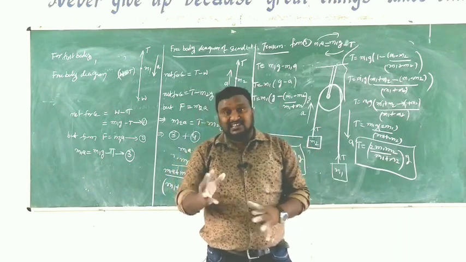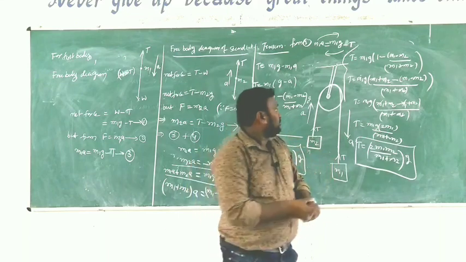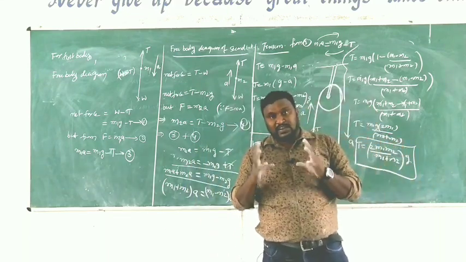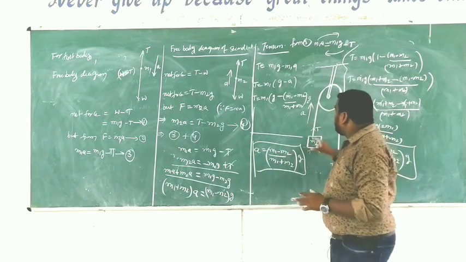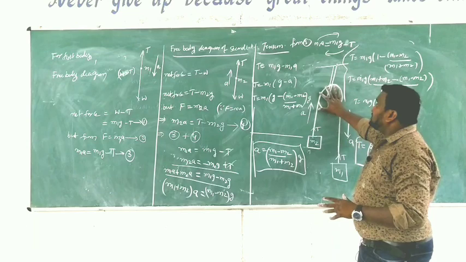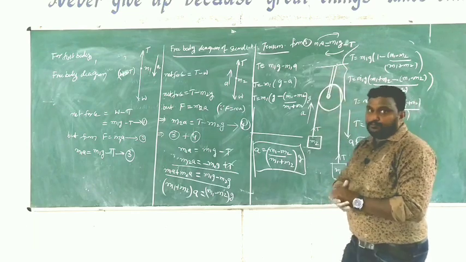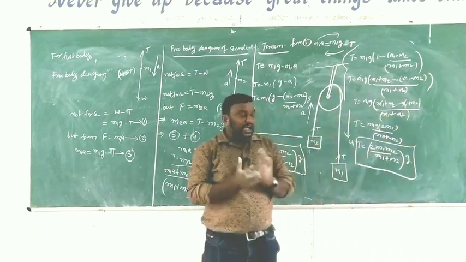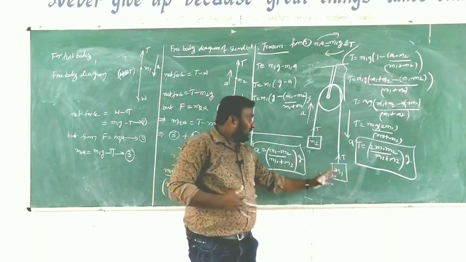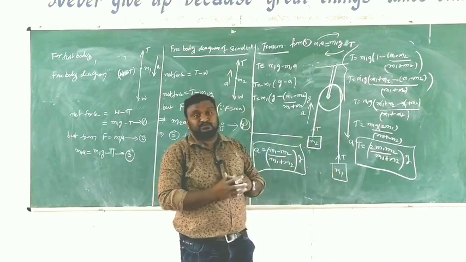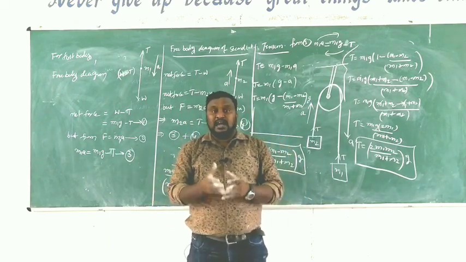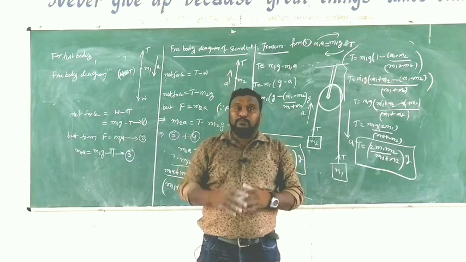Okay children, let us see briefly, very fast here. The Atwood machine consists of two masses m1 and m2. Those are connected to one rope, and the rope passes over a frictionless pulley. Clear? After that we have to assume that m1 is greater than m2. Then m1 must move downwards and m2 goes up.